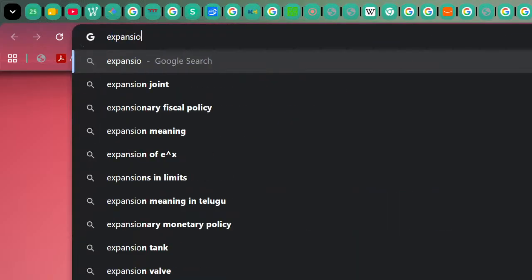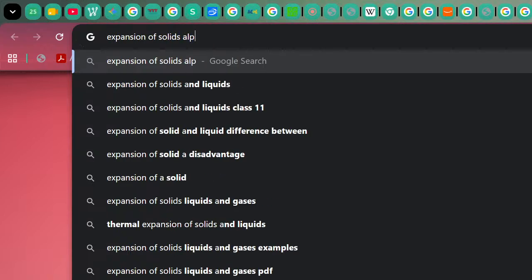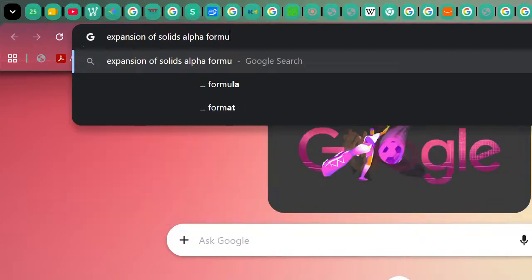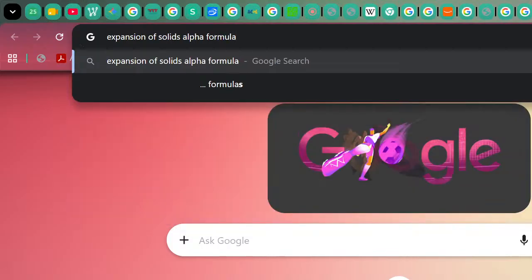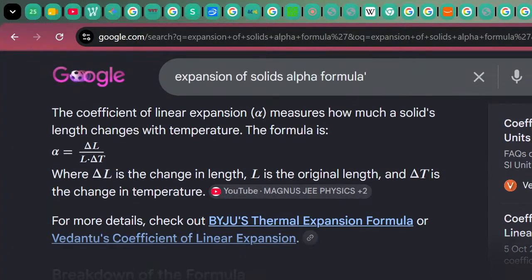Expansion of solids, alpha formula. Here alpha is called the coefficient of thermal expansion, CTE.